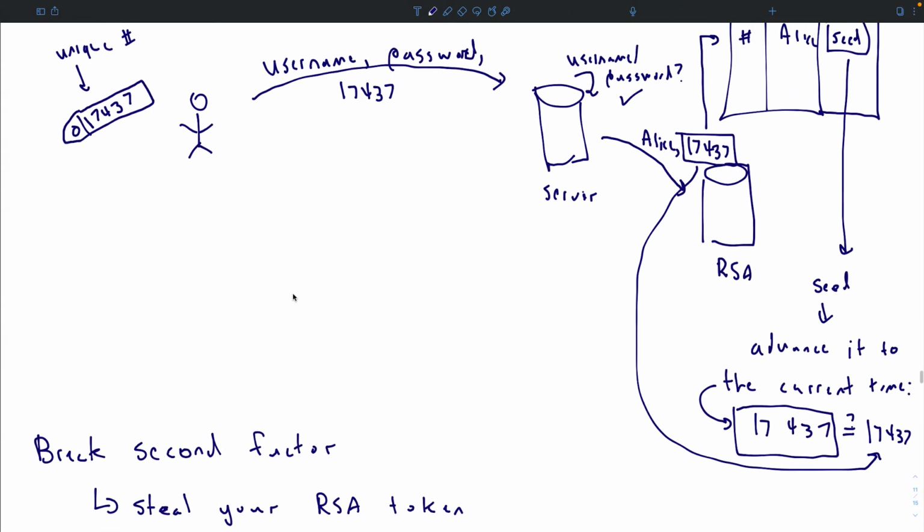Okay, so how could I break this second factor? Let's say I can lift your password. I have a keystroke logger on your computer, so I have your username and your password. If I don't have your token, then I can't log in as you. So that's why it's better than just having a password. Two-factor is giving you something. So I could steal your token. That would be one thing, right?